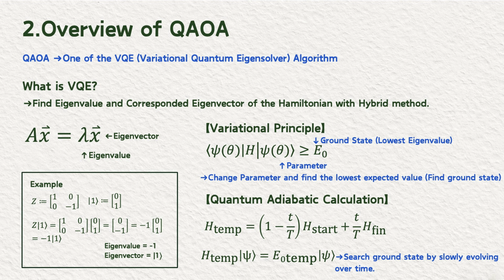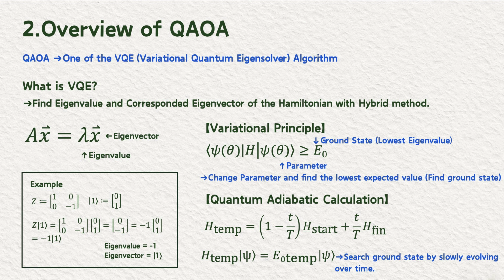For example, when applying a Z-gate to Ket1, the result is minus Ket1, indicating that the vector is scaled by minus 1 along the y-axis of the Cartesian coordinate system. Therefore, one of the eigenvalue and eigenvector pairs of the matrix is minus 1 and Ket1. Similarly, applying a Z-gate to Ket0 results in no change, so 1 and Ket0 are also eigenvalue-eigenvector pairs.